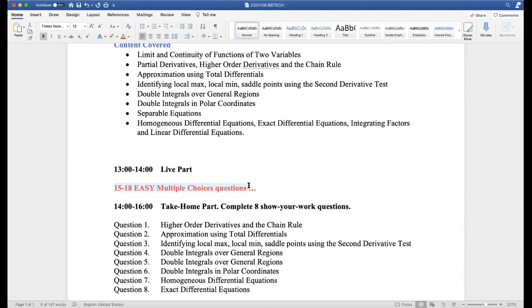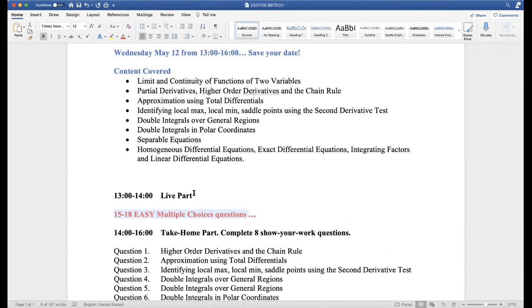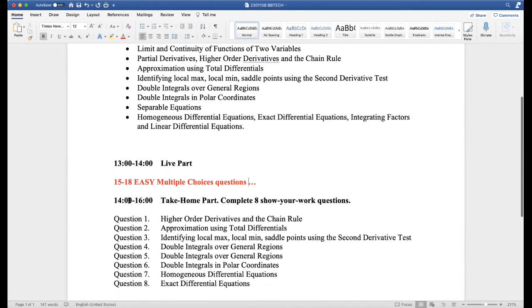So on Wednesday, May 12th, I will ask you to join Zoom together. Everyone has to join Zoom in the first hour and open the Blackboard, and you're gonna do the multiple choice questions in the first hour. And then after that, in the last 2 hours, which is 2 p.m. to 4 p.m., it's gonna be the take home part. So you can quit the Zoom at 2 p.m. And then after that, you download the questions from the Blackboard.